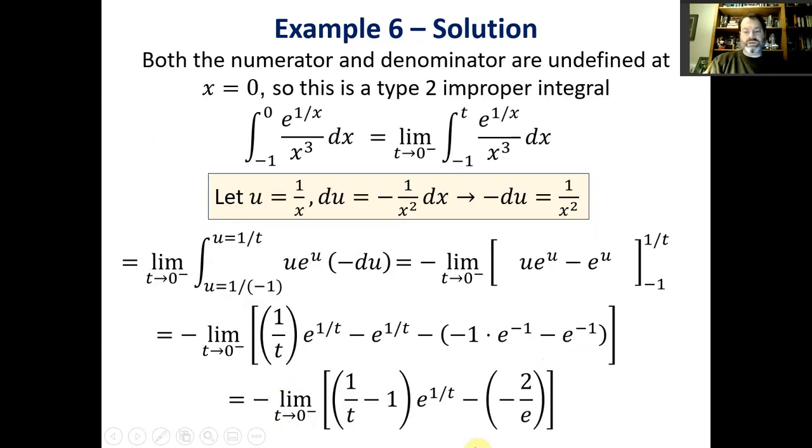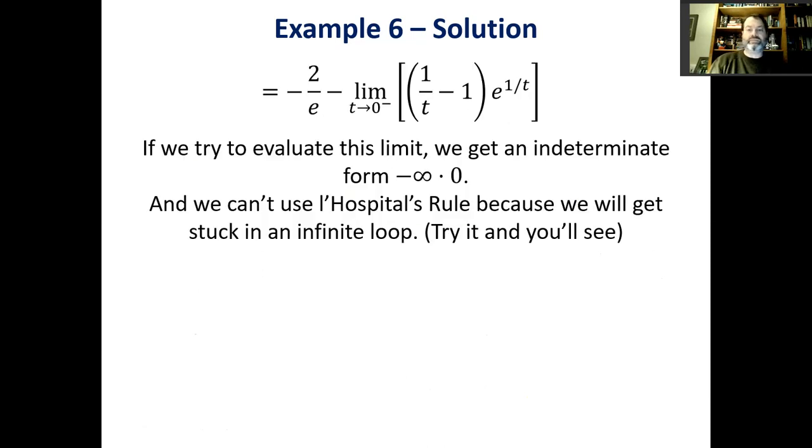So all I did was this: negative, negative, negative. So it's 3 negatives, so it's still negative 2 over e. I just brought it to the front because it's not part of this limit. Right? This limit is the limit as t approaches 0. There's no t here. So I can just move anything that doesn't have a t outside of the limit. So I just moved it to the front. Right? It was negative, negative, negative. So when you pull it out, it's still negative.